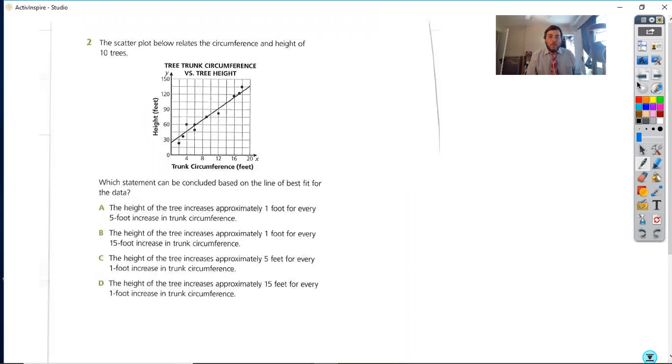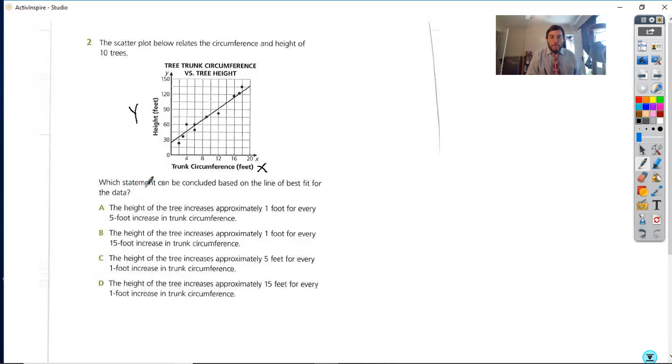All right, number 2. So it says, the scatter plot relates the circumference and height of 10 trees. So which statement can be concluded based on the line of best fit for the data? So when we take a look here, we have our height, which is our y's, and then our trunk circumference, which is our x. It says the height of trees increases approximately 1 foot for every 5-foot increase in trunk circumference.